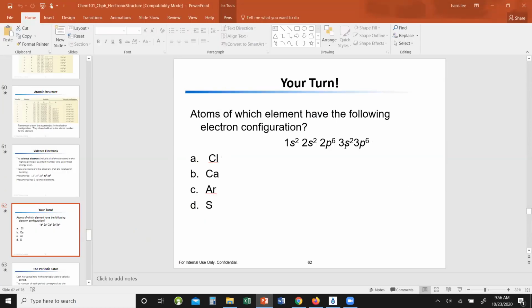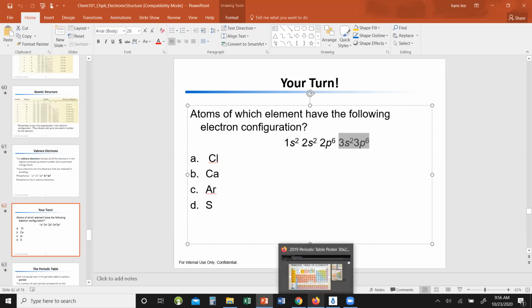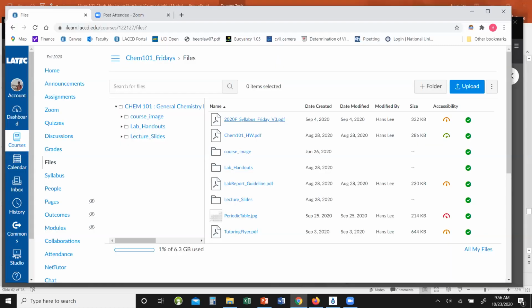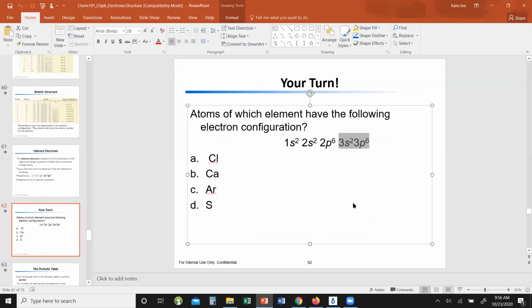Another way, probably a better way of doing it. Look at this: 3s2, 3p6. Row 3, p6. What's on row 3 and has a 3p6? This one, argon. The answer is going to be C, argon.